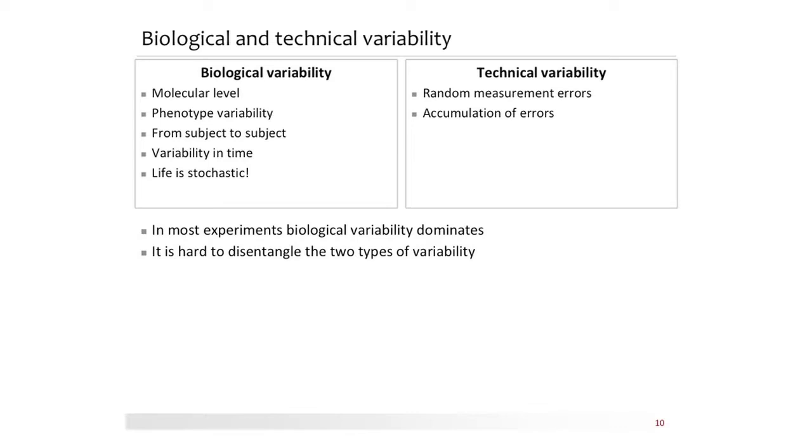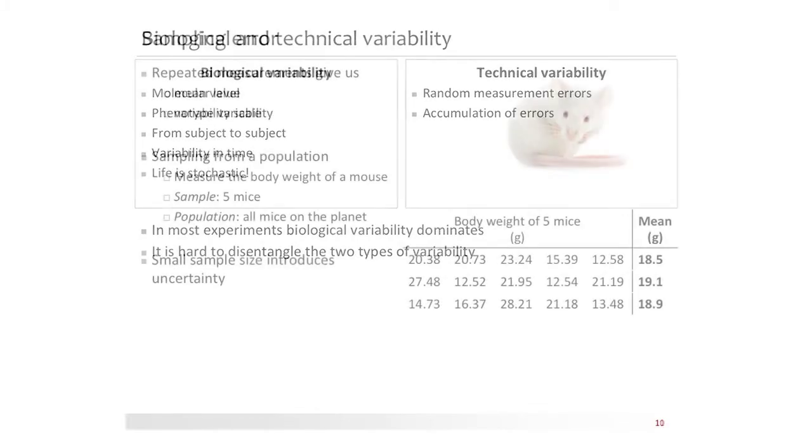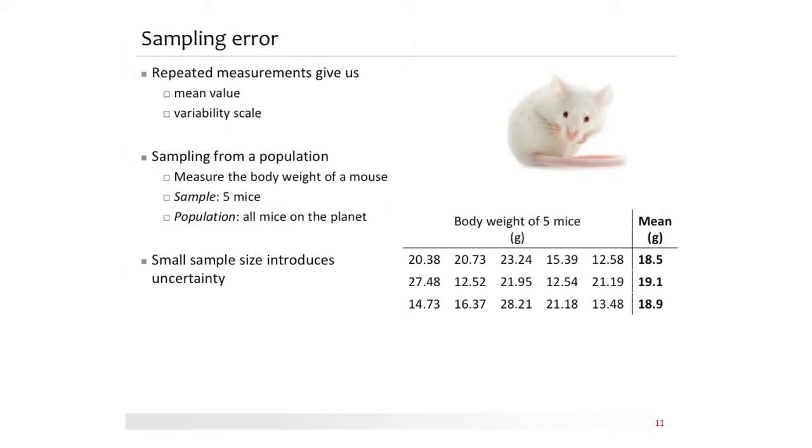And in typical experiments, this will be a dominating factor. You'll be dominated by biological variability. And then it's actually very difficult to disentangle these two types. So the only thing you can actually do is to do your experiment in replicates and try to estimate it. Okay, so if you repeat your measurements, what you get will be a sample of numbers. And from this you can find a mean and you can find some variability scale.